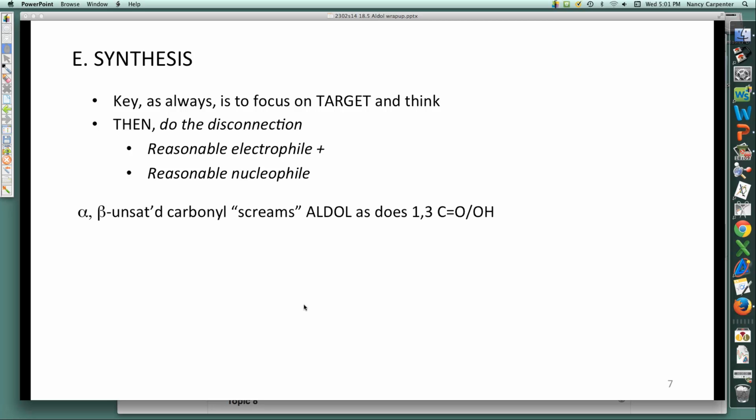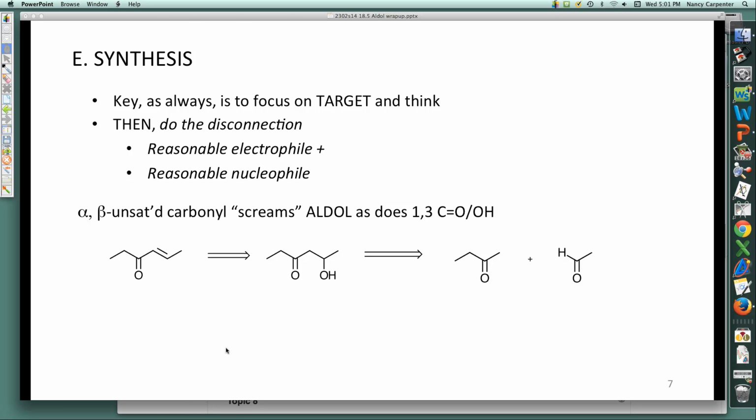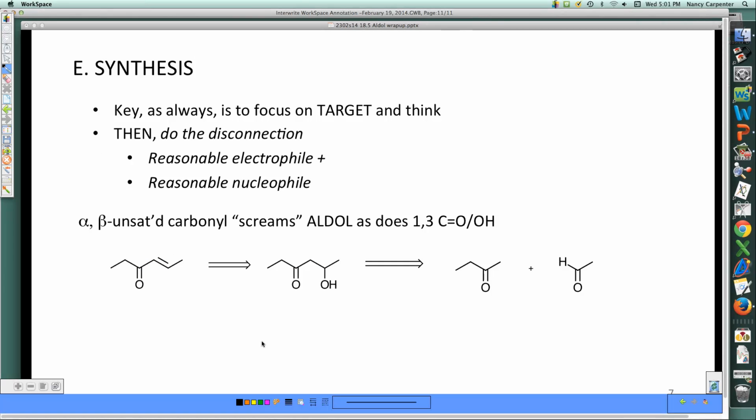So some screaming bells and whistles in this chapter. As we've already said, for the aldol, the alpha-beta unsaturated carbonyl system is screaming aldol, as does that 1,3 relationship. So aldol city, man, aldol, aldol, aldol, scream, scream, scream. Okay, so use that alcohol disconnection. Push the lone pair from the oxygen back in. Make your selective enolate here. Here's your electrophile.